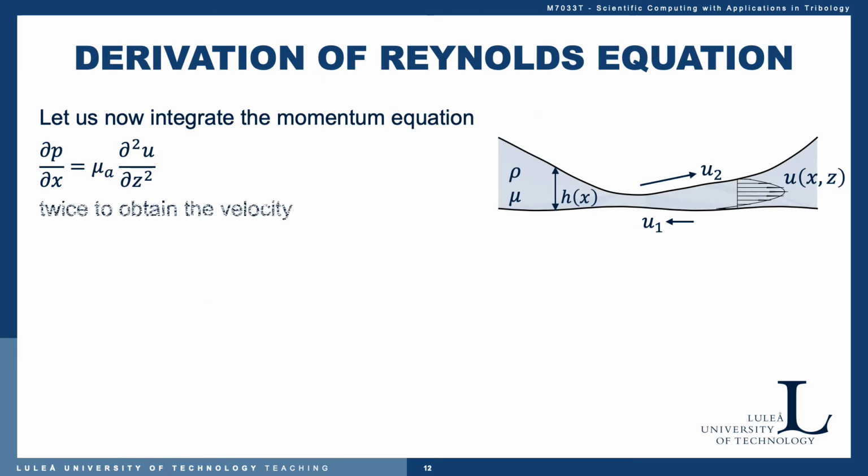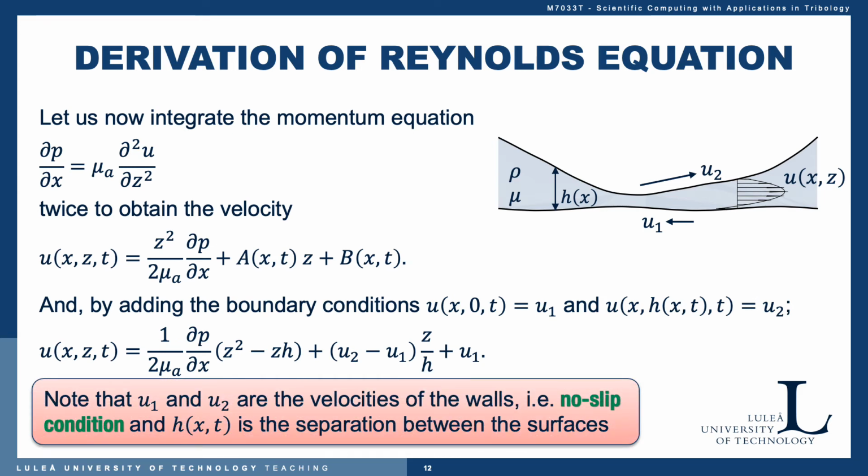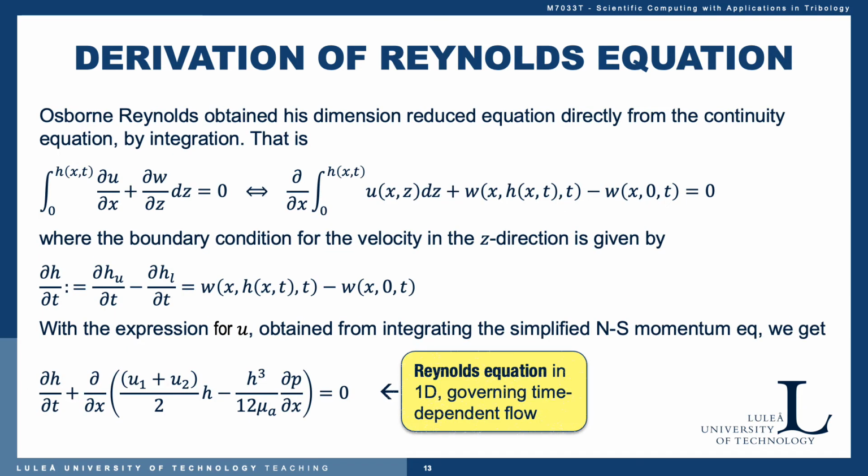And we integrate this equation twice to obtain the velocity, and adding the boundary condition fully specifies it. We remember that we have the no slip conditions at the walls. That's an intrinsic assumption that we have.